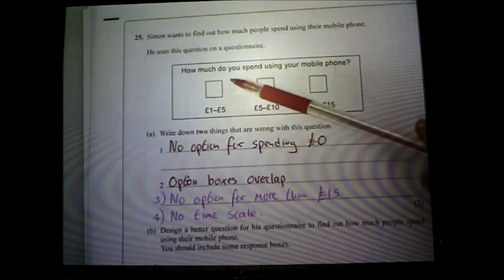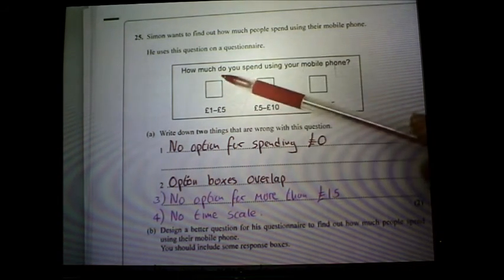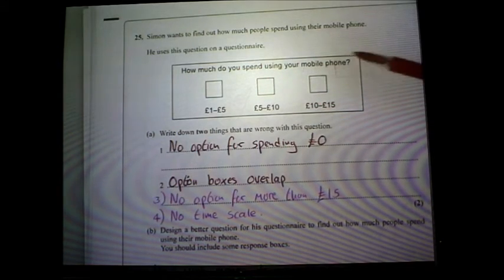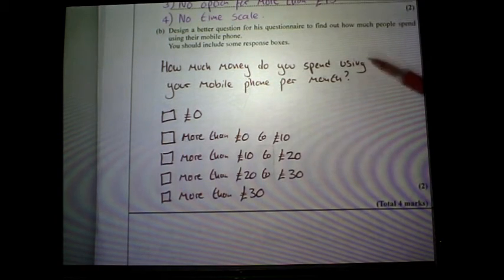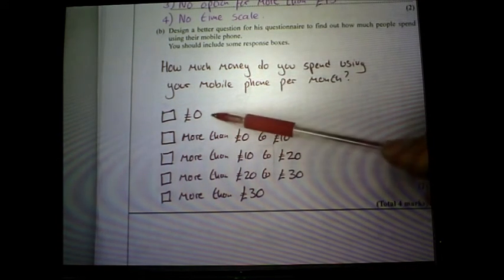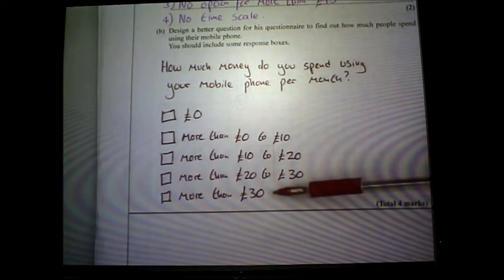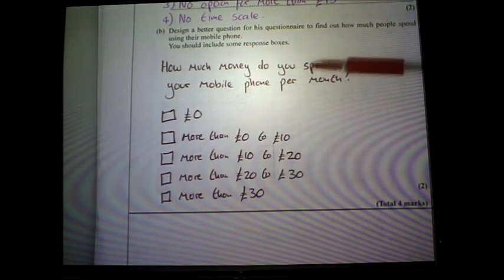It doesn't say how much time do you spend using your mobile. How much do you spend using your mobile phone? It should say per month or per week. A better question is this one. Because I've included a time scale, I've included naught, I've included more than 30 in this case, and my option boxes don't overlap if you read them carefully.